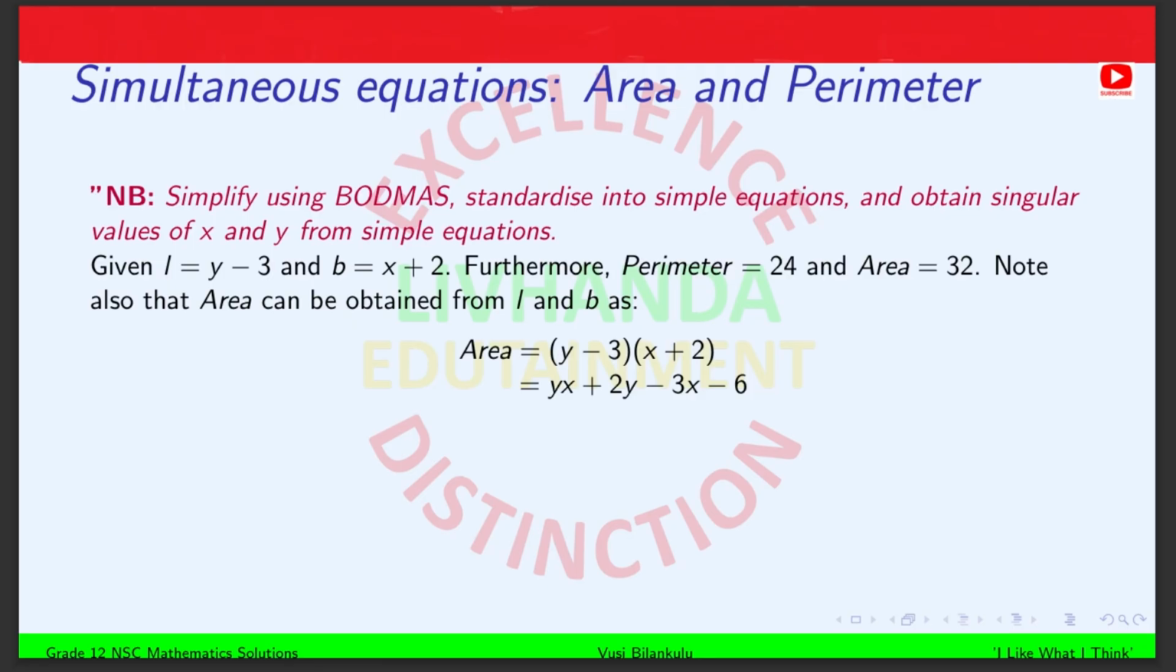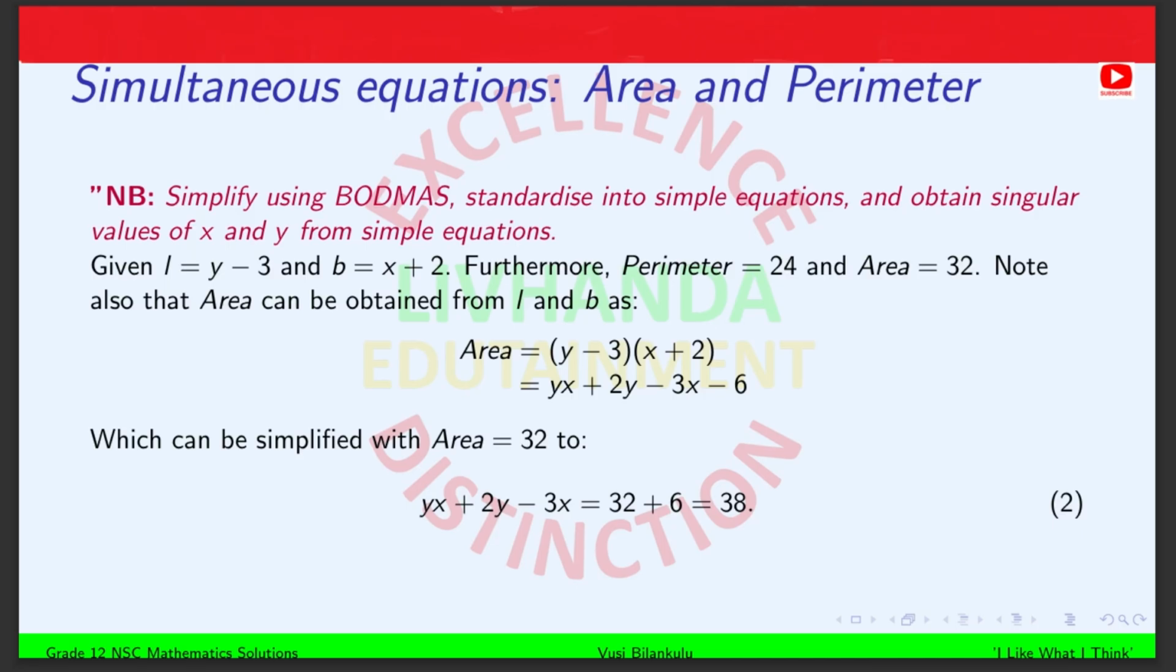Moving on to the area, it is always a product of length and breadth of a rectangle. In this case, the area is yx plus 2y minus 3x minus 6. The area also equals 32. So then, the simple equation labeled 2 is defined as yx plus 2y minus 3x equals 38.